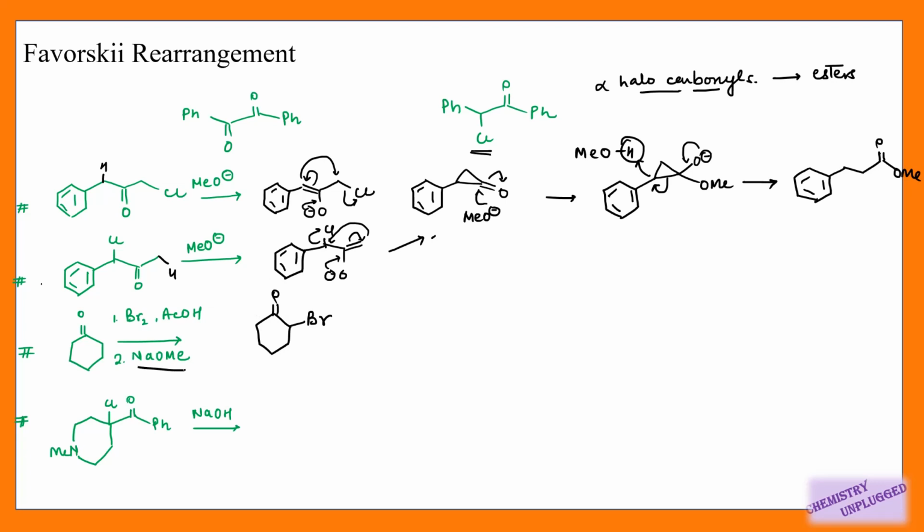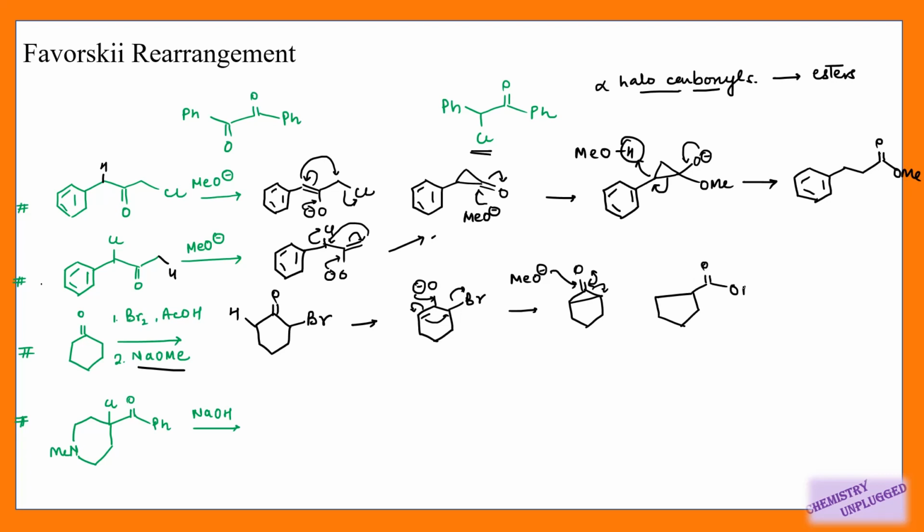This base will first remove proton from this carbon. It will be removed, and we will generate an enolate here. Then this charge will come back. It will shift here, and we will get this type of intermediate, right? Now this methoxide will attack on this carbon again, carbonyl carbon. This bond will shift, and when it comes back, one of these bonds can break, and we will get this ester, right?